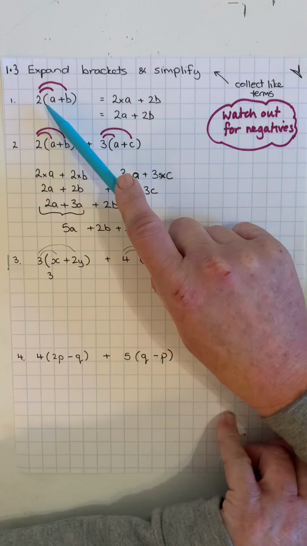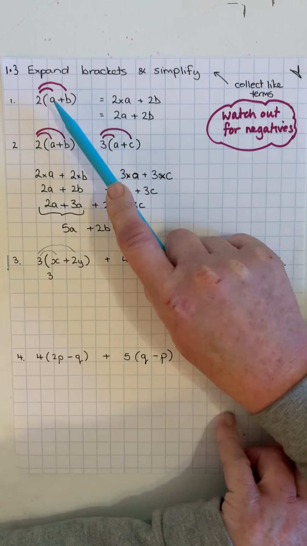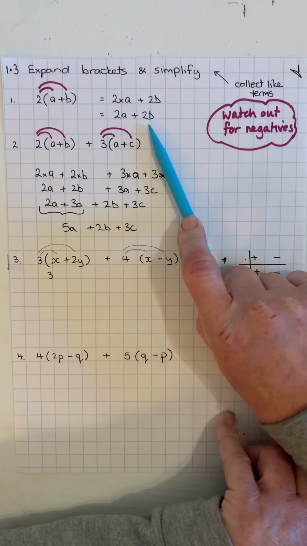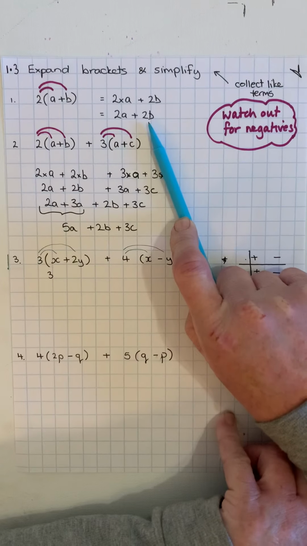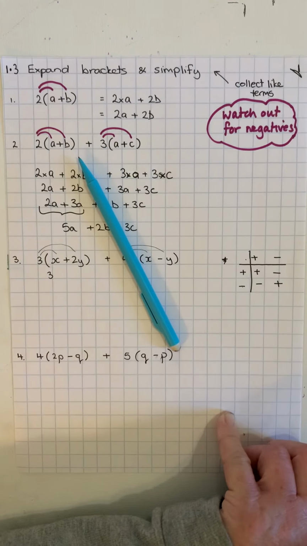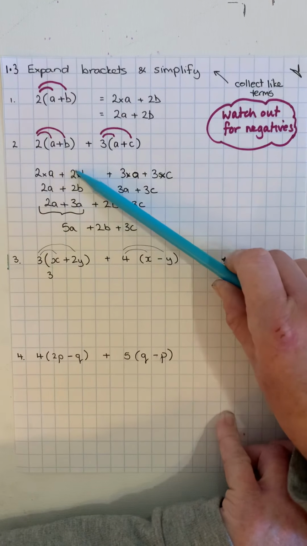So that would be 2 times A, which is 2A. Then we have 2 times B, 2B. And that's it. That's you remove the brackets. There is nothing to simplify further because there are no like terms. So what happens when there are like terms?